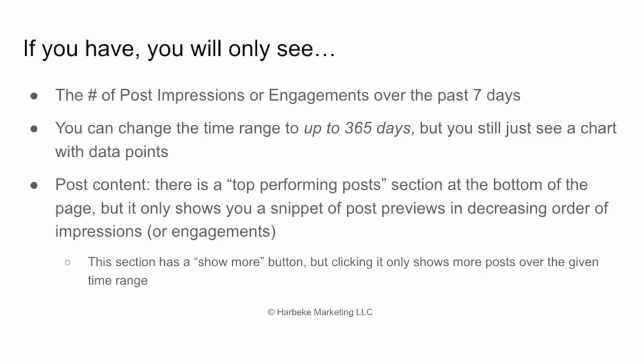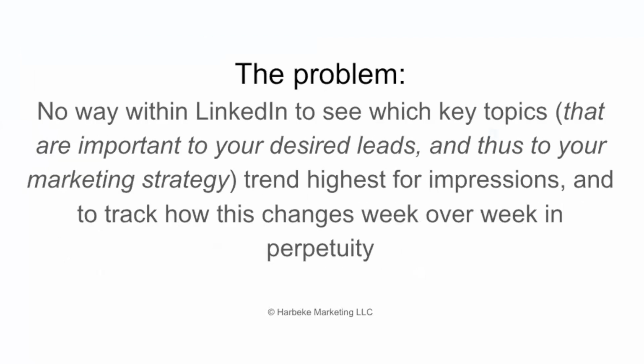And that section at the bottom that I was just talking about does have a show more button, but clicking it only shows more posts over the given time range, which would be longer, the more history there is. It's older posts that, even though they're older, got impressions or engagements this week. So in that section of LinkedIn, there's not a lot you can do if you click through from that email. So the problem, as I saw it for my business, is that there's no way within LinkedIn to see which topics, important to your desired leads and thus to your marketing strategy, will trend the highest for impressions. And then, how do we track how this changes week over week in perpetuity?